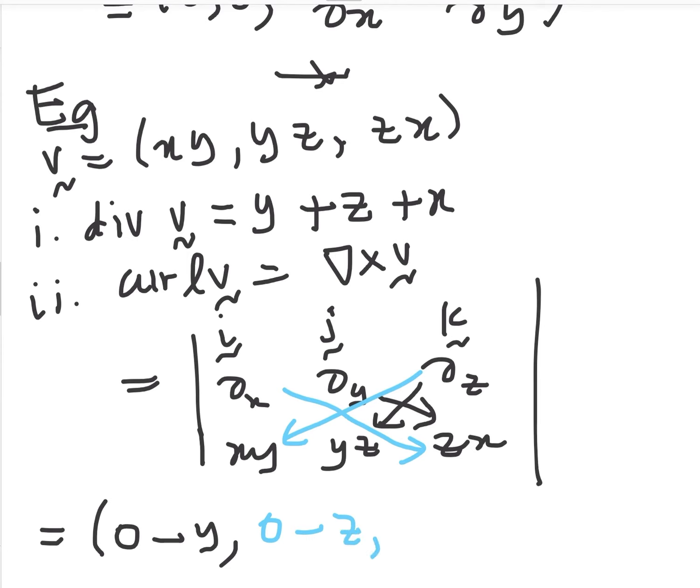Note the order for the second component. And then the third component is the derivative of yz with respect to x minus the derivative of xy partially with respect to y. So that gives you very simply the vector minus y, minus z, minus x.